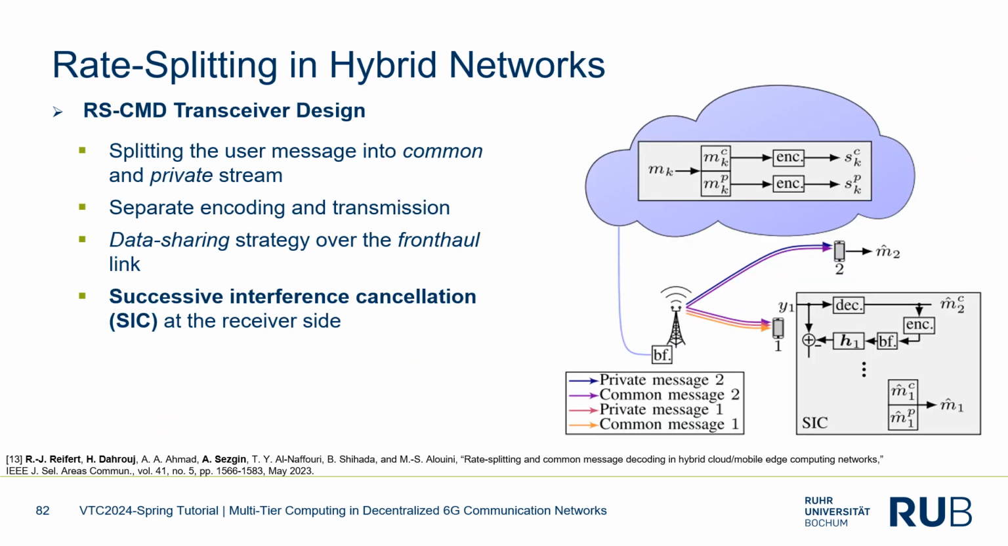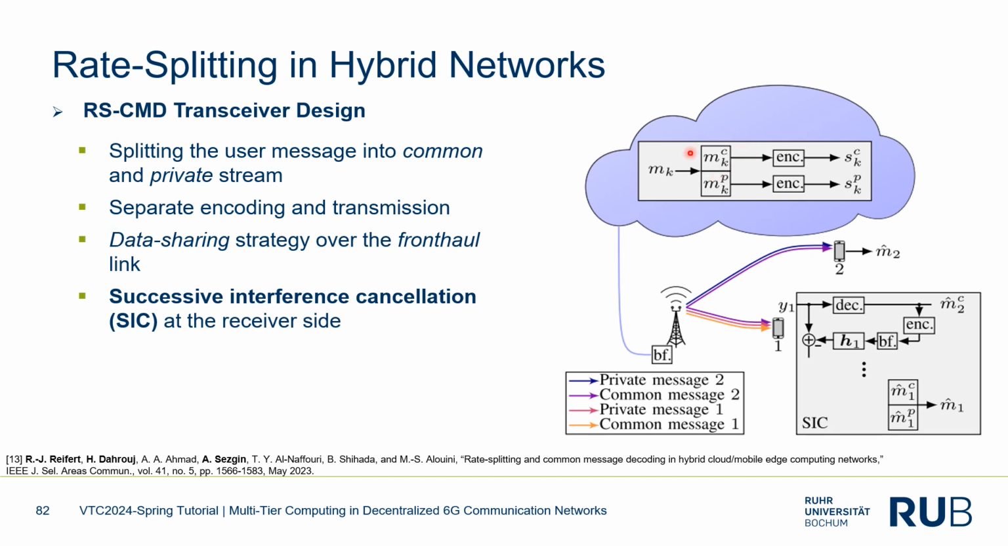Now, we focus a bit more on the rate splitting perspective in these hybrid networks and check out the RS-CMD transceiver design. On the right-hand side, you see a figure where we denote some abbreviations. ENC is for encoding, DEC is for decoding, and BF is for beamforming. And this shows an example of the RS-CMD transceiver structure, in this case at the CC in detail. So we have the message of a user K, MK, and this is split into the private part MKP and the common part MKC.